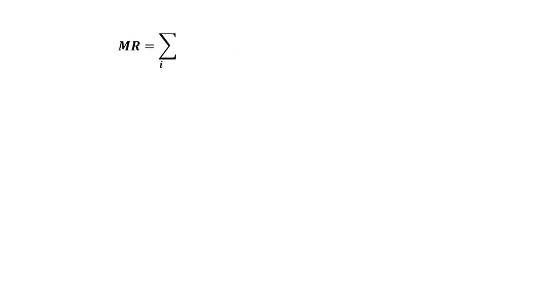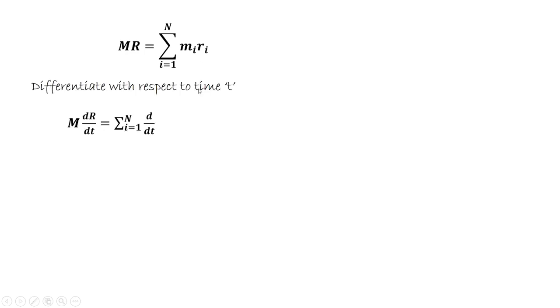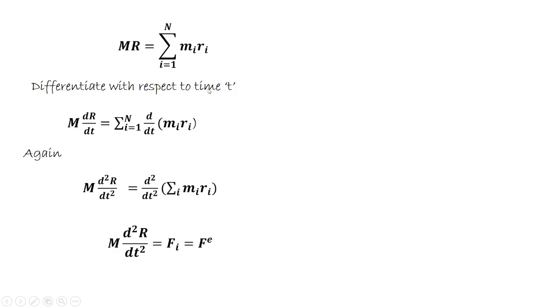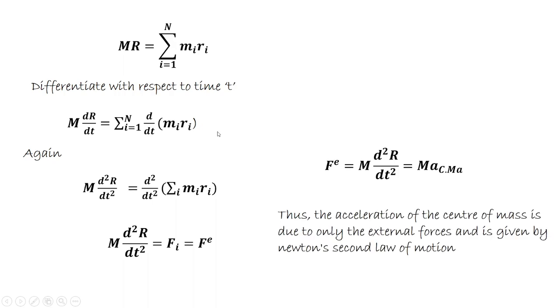This is our center of mass equation. MR equal to summation i equal to 1 to n, mi ri, right? So these are all things we already discussed in the previous class. Now we are going to discuss conservation of linear momentum. As we know, MR equal to, M is the total mass of the system, R equal to summation i equal to 1 to n, mi ri.